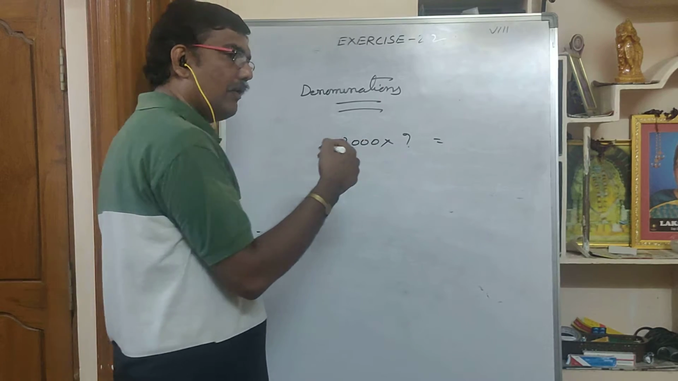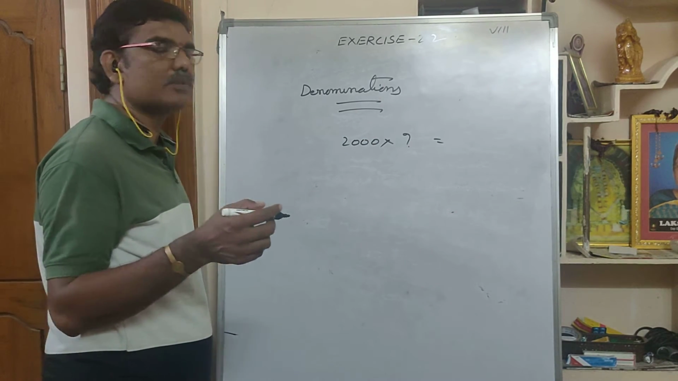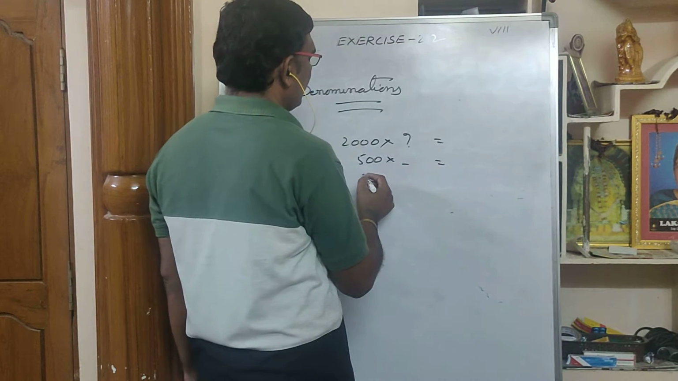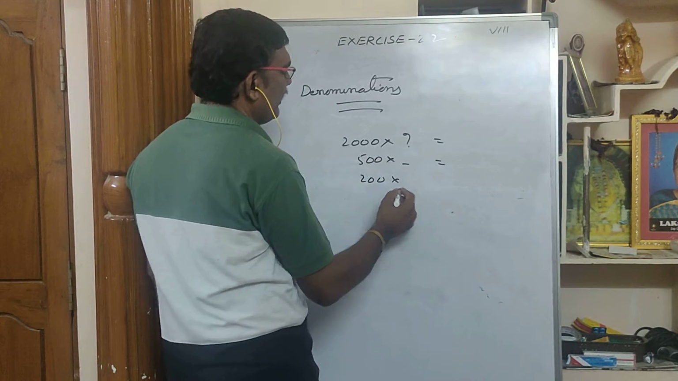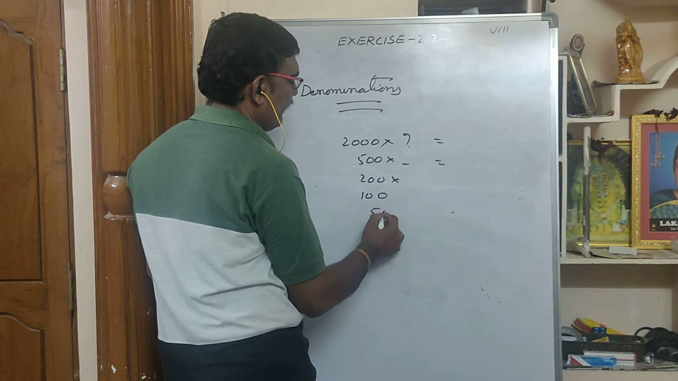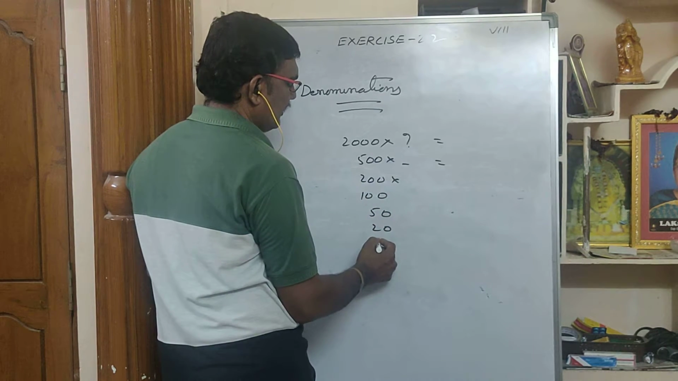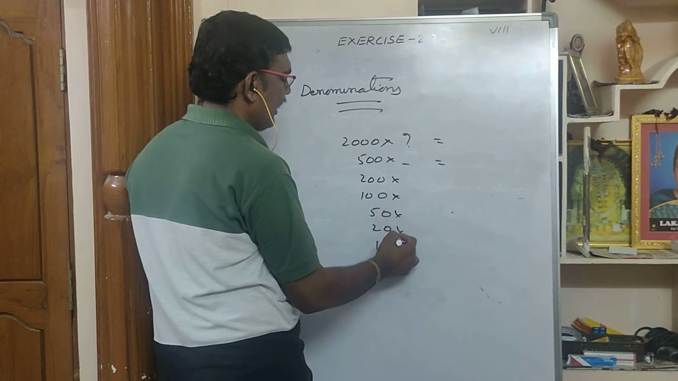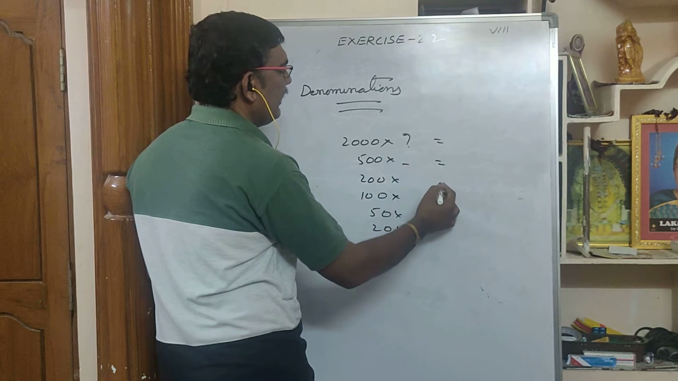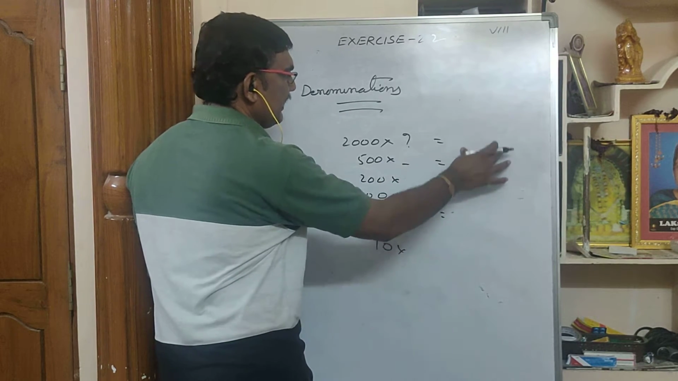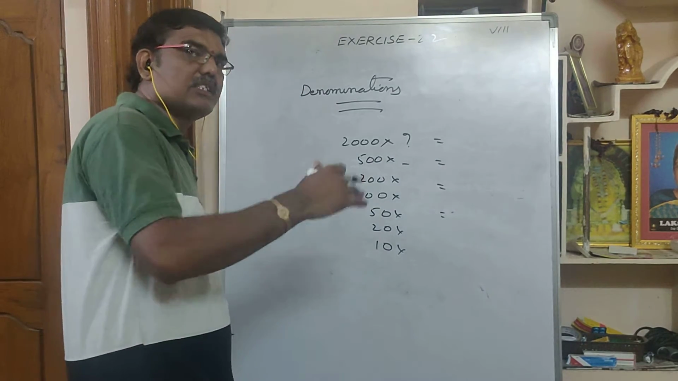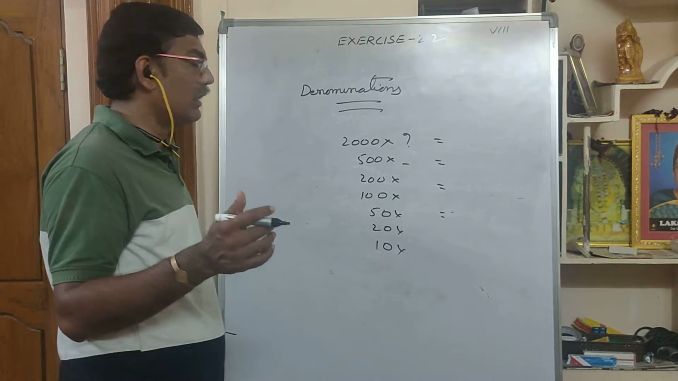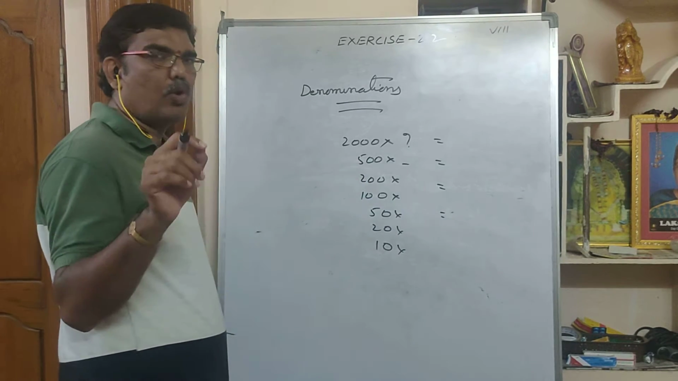Next, after 2000, 1000 notes not there, 500 notes. 500 notes, how many are there? Next, 200 notes, how many are there? 100 notes, 50 notes, 20 notes, 10 notes. Like this, how many are there, you have to write it and multiply. You should write the answer over here, and this entire thing you have to add. So this is called what? Denomination.